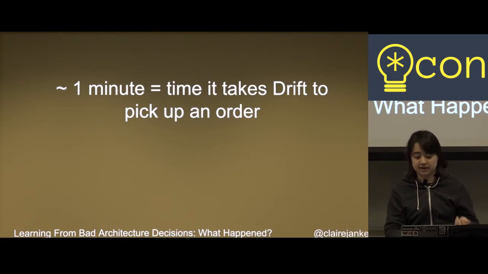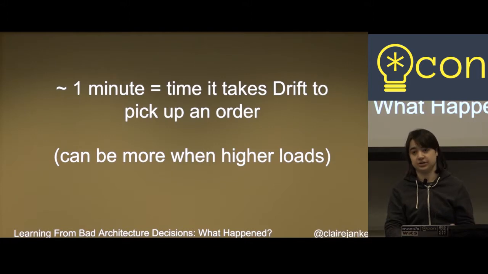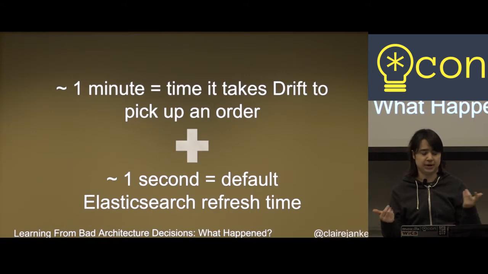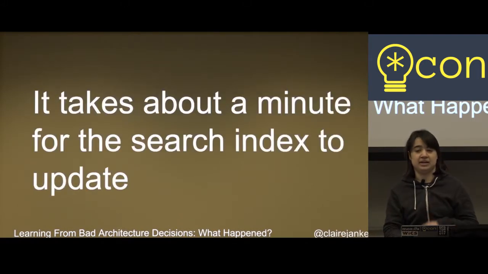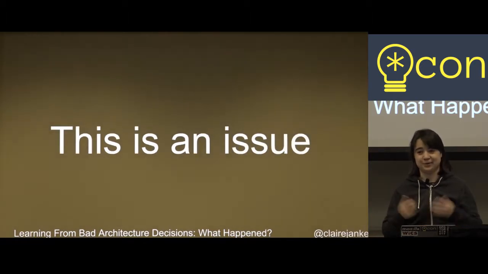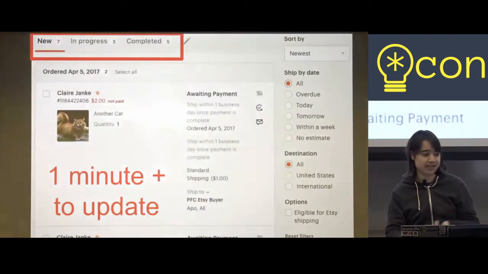It can be more too if there's higher loads of orders at that time. Sometimes Drift can fall behind by 15 minutes or more. And then to get from DB search into the index, it takes approximately a second, which when you compare it to a minute is negligible. So most of the time for the index to update is from getting the data just into DB search. That means overall it takes approximately a minute for the search index to update on our system, which is a really big issue.